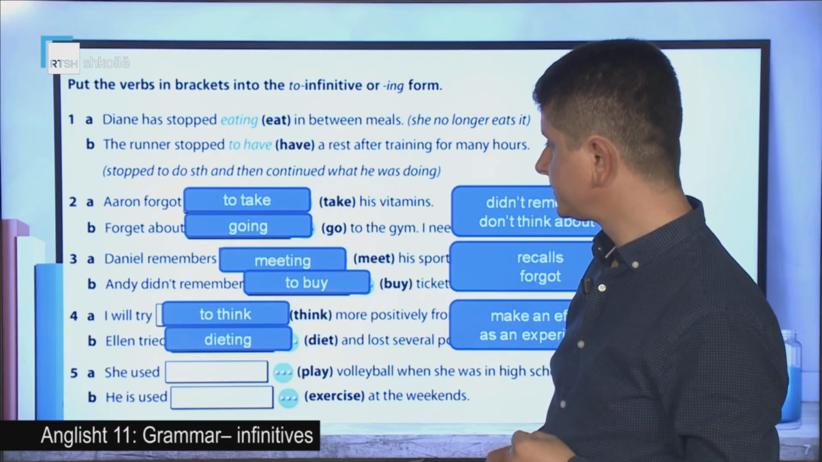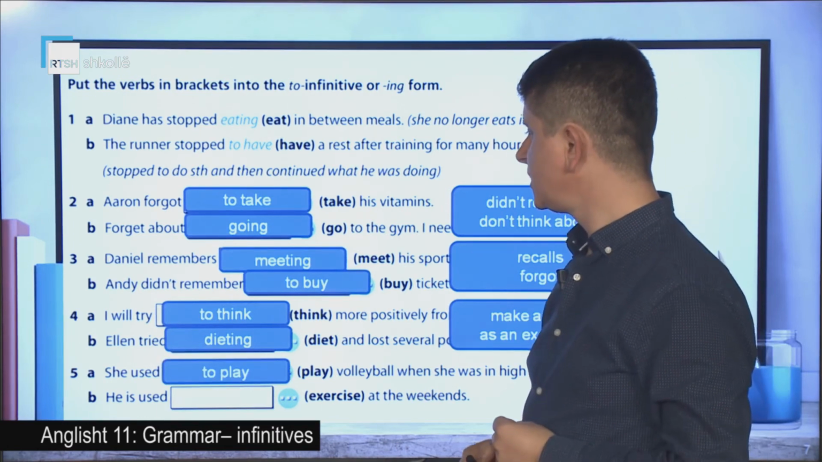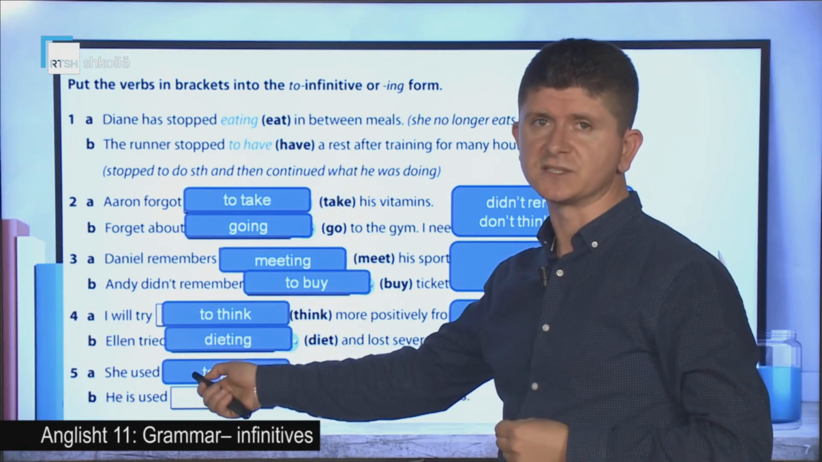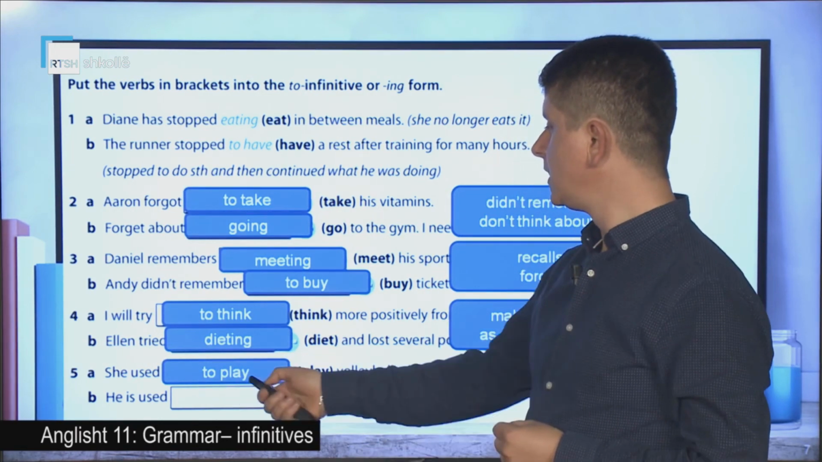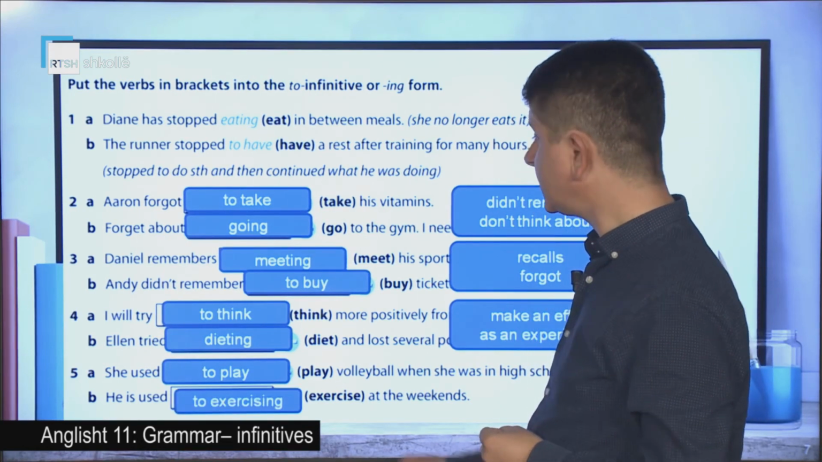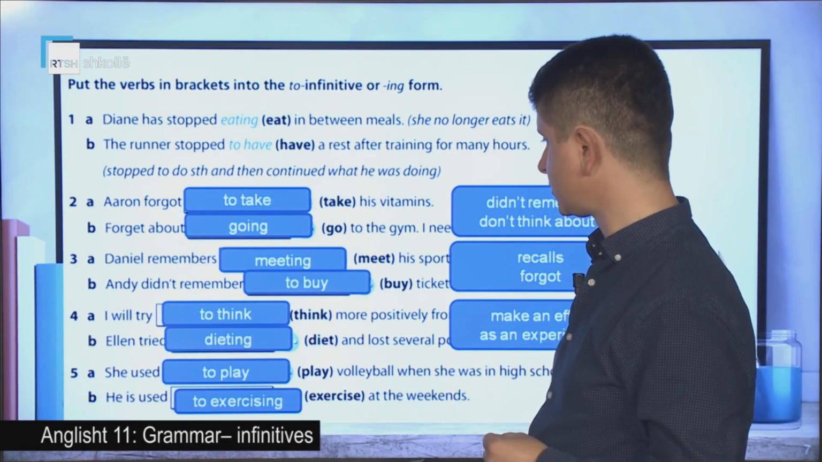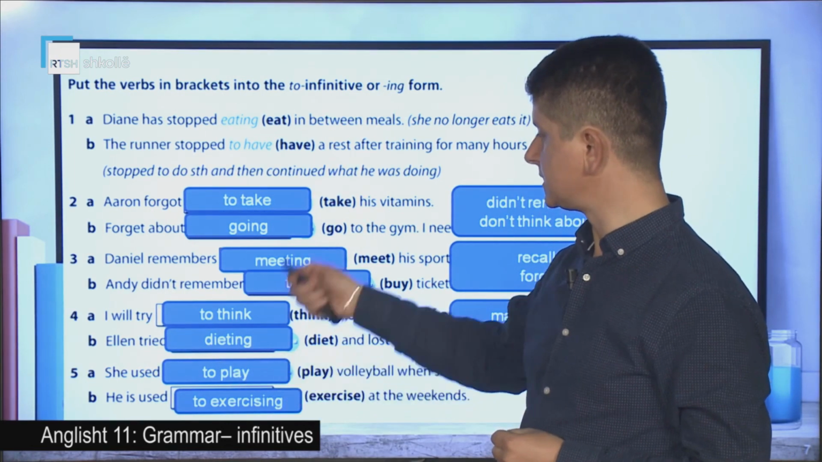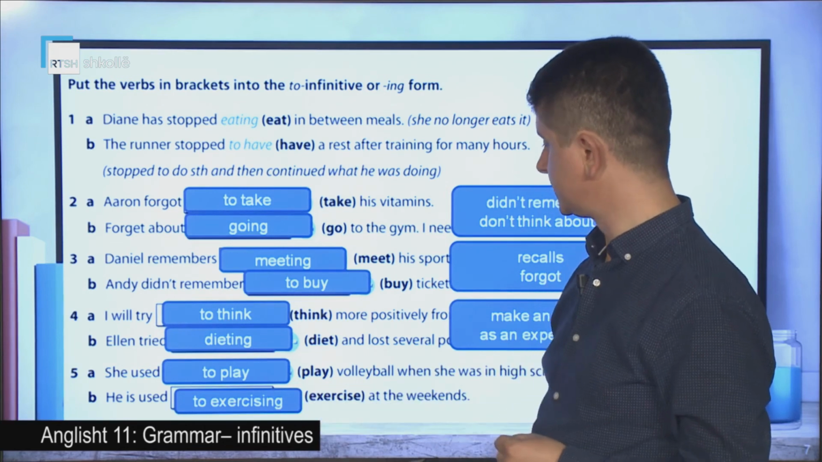And the last, she used to play volleyball when she was in high school. This is a grammatical structure, used to do something. While in the second case, she's used to exercising at the weekend. Again, this is a grammatical structure. So these are different structures. She did this in the past while she's used to doing this.